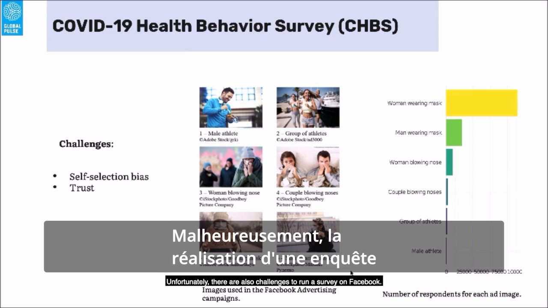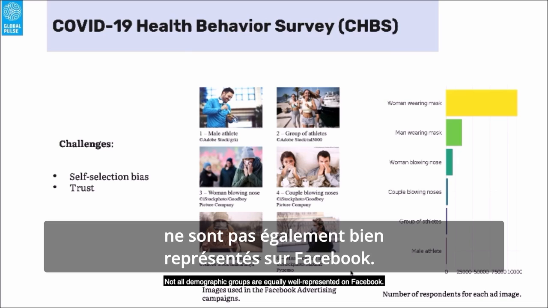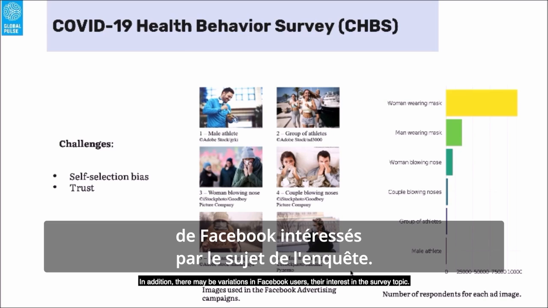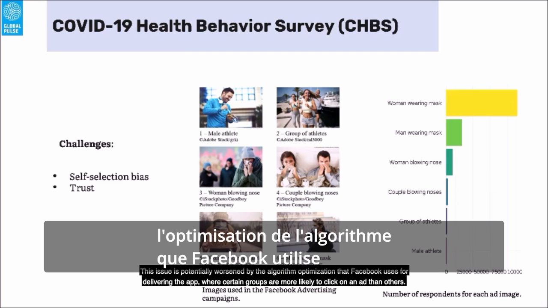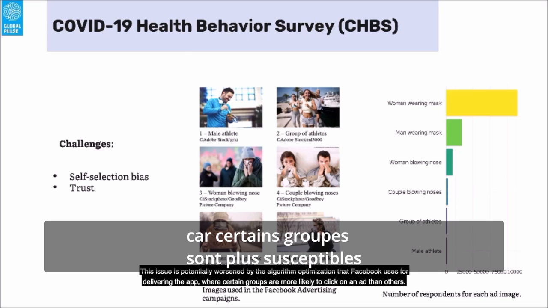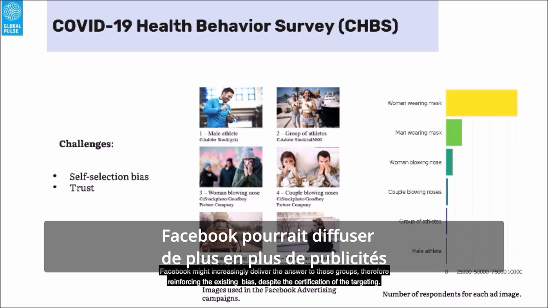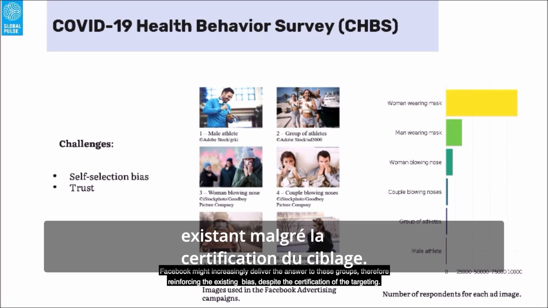Unfortunately, there are also challenges to run a survey on Facebook. The most important challenge relates to the issue of self-selection bias. Not all demographic groups are equally well represented on Facebook. In addition, there may be variation in Facebook users' interest in the survey topic. This issue is potentially worsened by the algorithm optimization that Facebook uses for delivering the ads. If certain groups are more likely to click on an ad than others, Facebook might increasingly deliver the ads to these groups, therefore reinforcing the existing self-selection bias despite the stratification of the targeting.